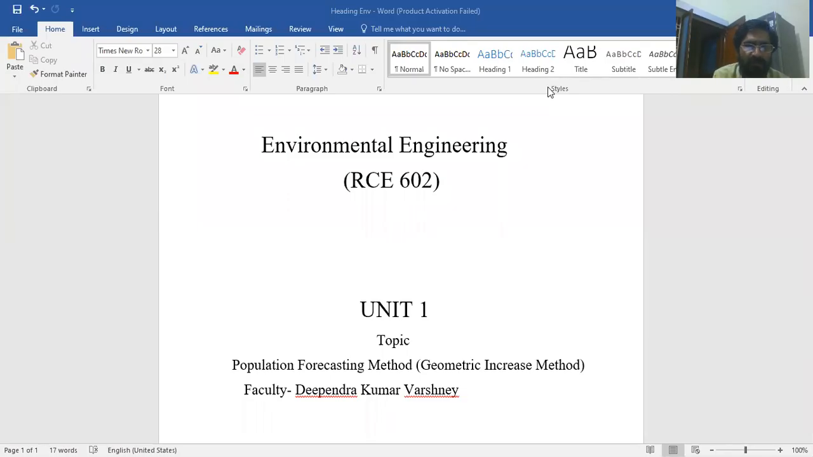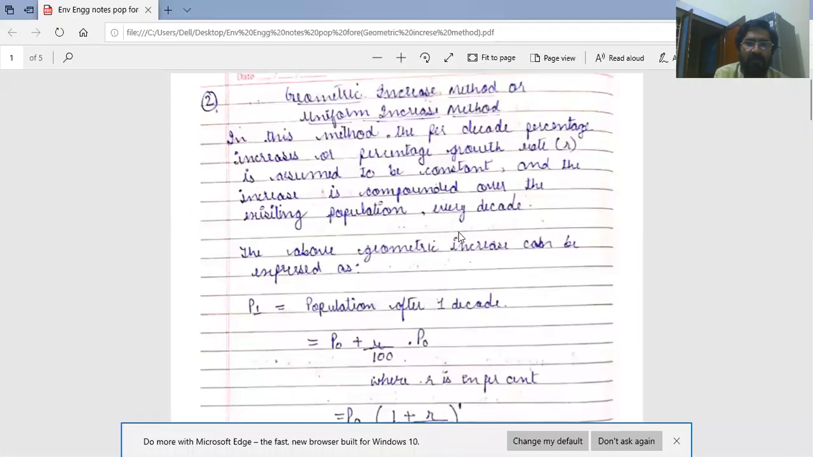Topic is population forecasting method. Under this category, geometric increase method, or uniform increase method. In this method, the per decade percentage increase or percentage growth rate R is assumed to be constant, and the increase is compounded over the existing population in every decade.